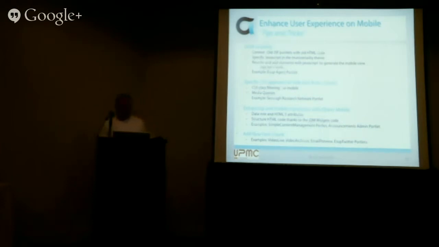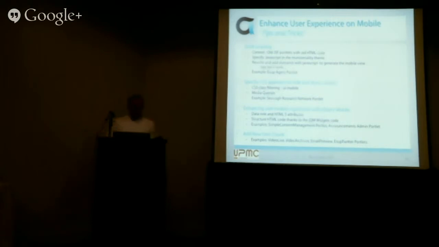The example is a human resource portlet, an adjunct portlet. The second is a specific CSS approach to hide and show content in the portlet and to hide them in the mobile view. So we use media queries. The example is the CVOG Research Network portlet. It's a video conferencing portlet.